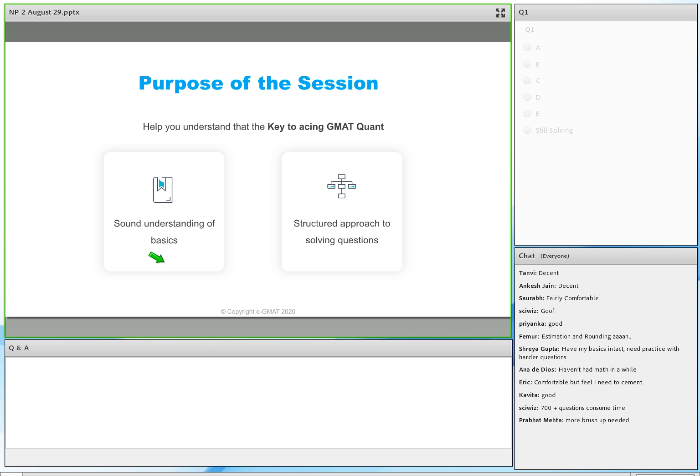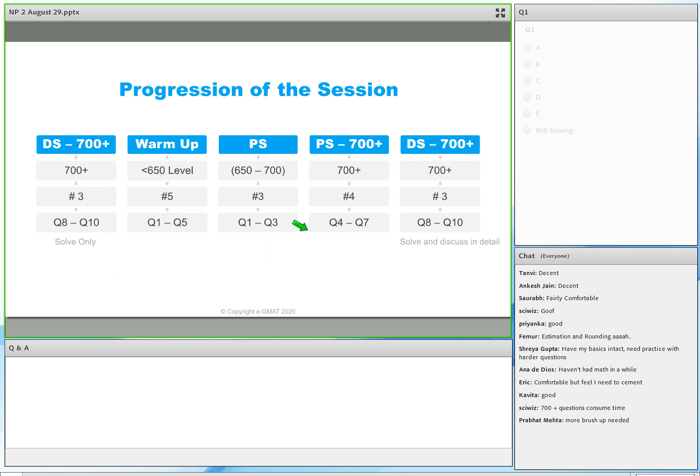You're so good with your basics, your foundation is so nicely done. Then you go into solving questions with a proper approach. We at e-GMAT do not believe in shortcuts at all. Shortcuts work on one question, they don't work on another. My goal today will be to give you this structured approach that you can take into the exam room with confidence. The progression is very important for all of you to understand.